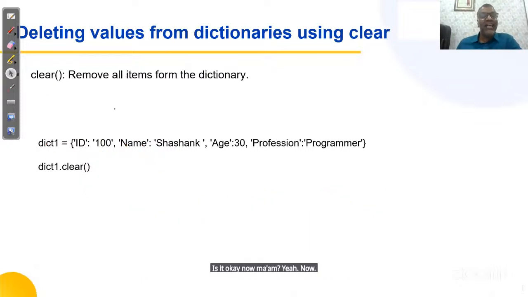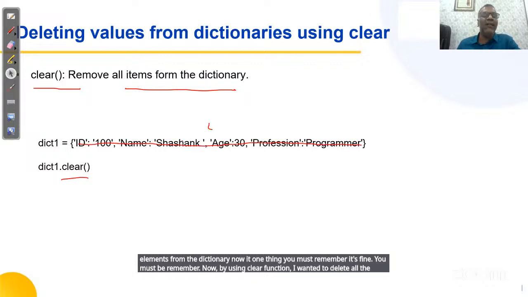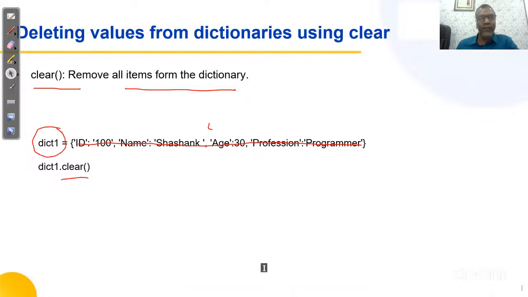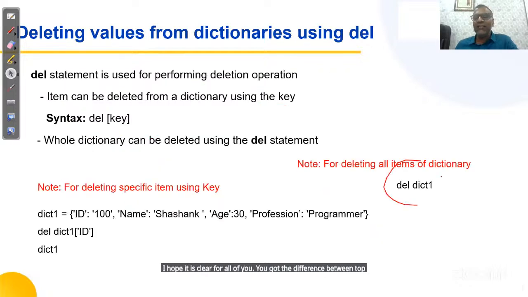Now, another very, very important function is the clear function. What is the difference between these two functions? The clear function removes all the elements from the dictionary. One thing you must remember: by using the clear function, I delete all the keys and values. Items will be deleted, but this object will remain in the memory. I hope it is clear for all of you. You got the difference between the pop function and this syntax, these three sentences.